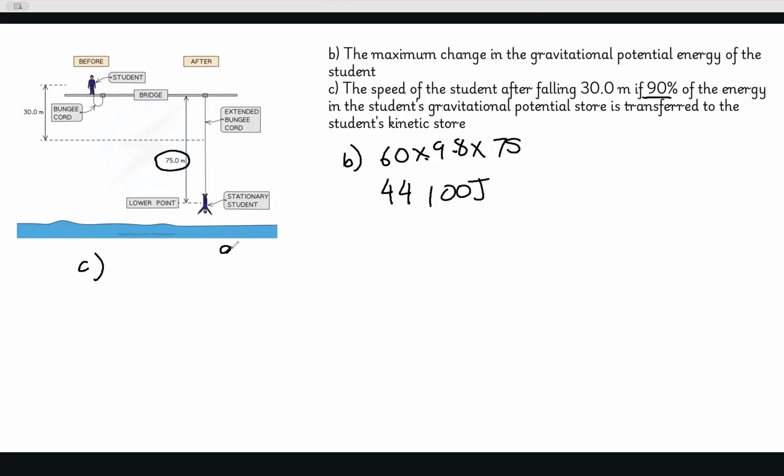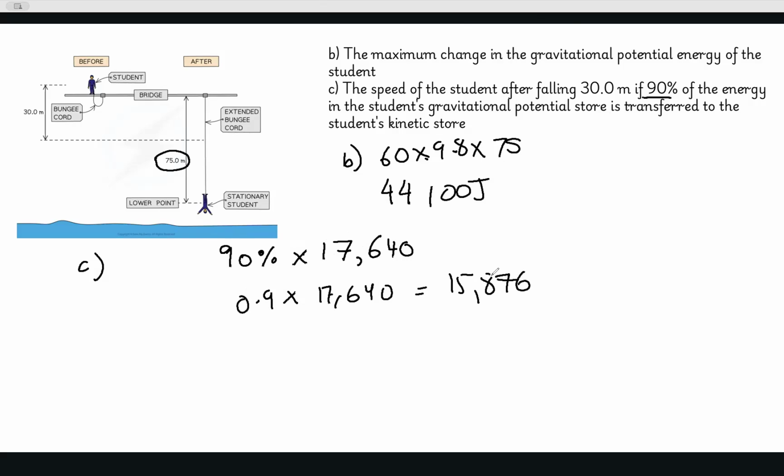So first of all, we want to find 90% of our gravitational potential energy, which was 17,640, not the maximum, just at 30 meters. So at 30 meters, 90% of 17,640. So that's just doing 0.9 times 17,640. And that gives us 15,876. So now that is how much of our gravitational potential energy is transferred as kinetic energy.